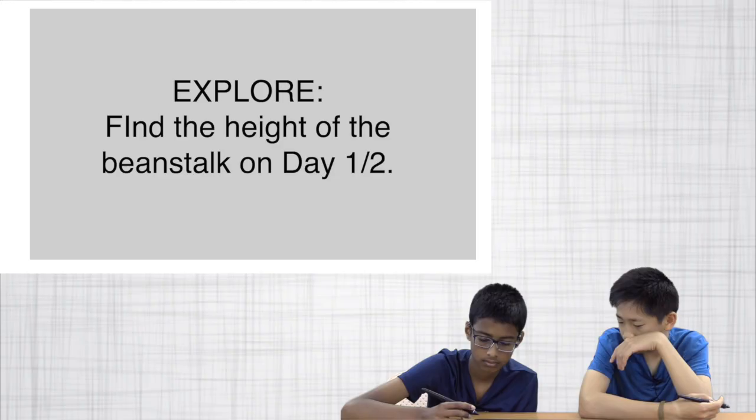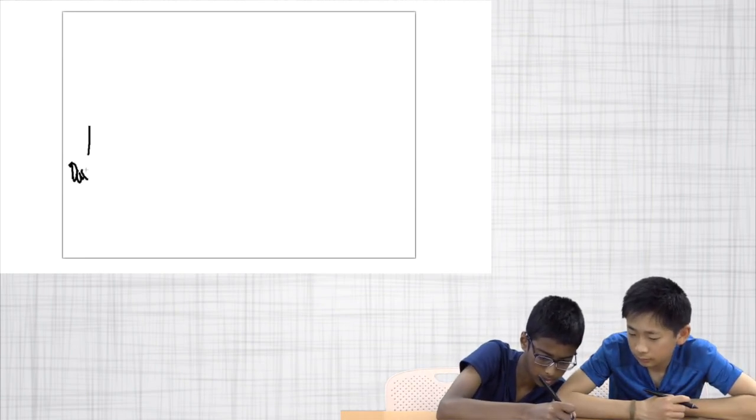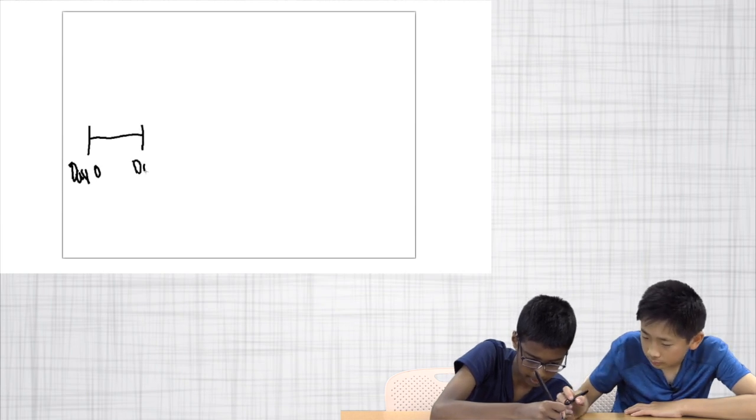In this episode, Josh and Arabindo will use their equation and timeline to find the height of the beanstalk on day 1/2. What do you think the height of the beanstalk on day 1/2 will be? Draw a timeline and mark this in. This is day 0. And we just want to make it to day 1/2. We don't have to do anything else.